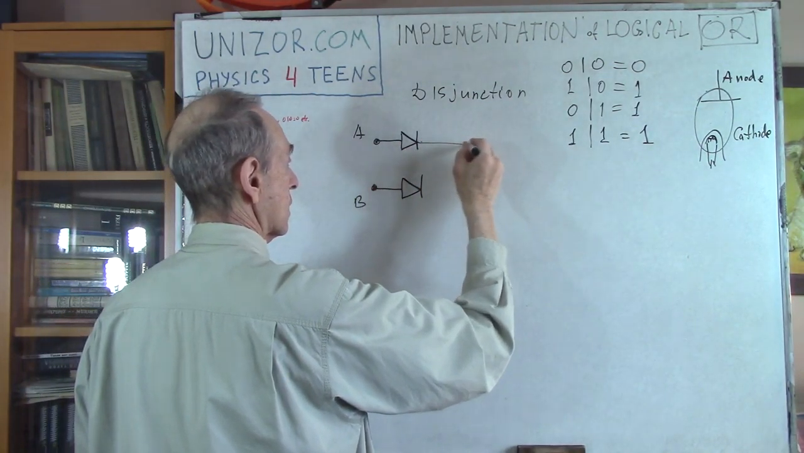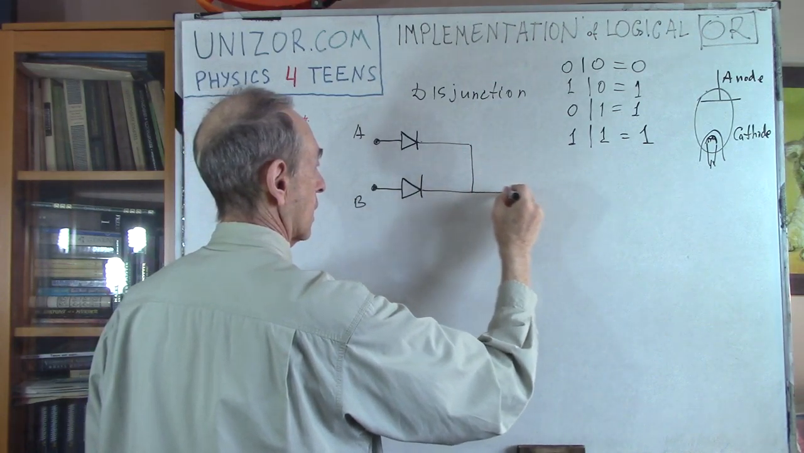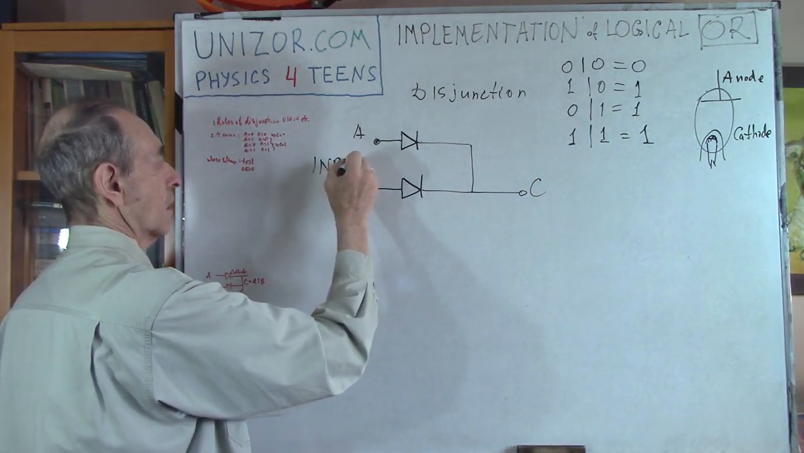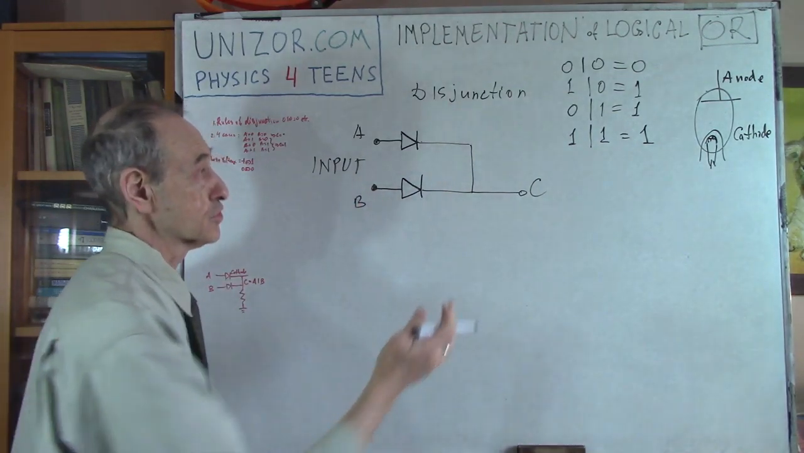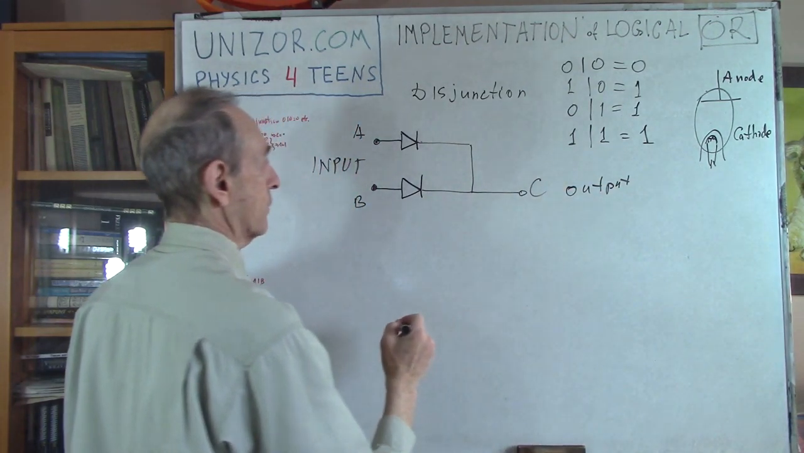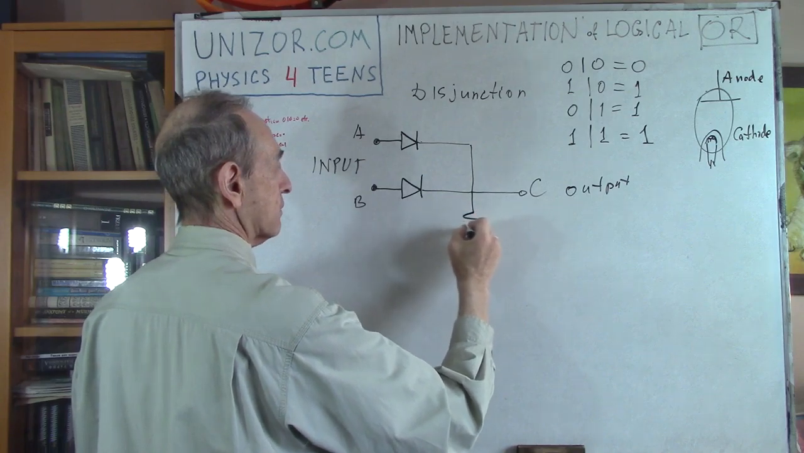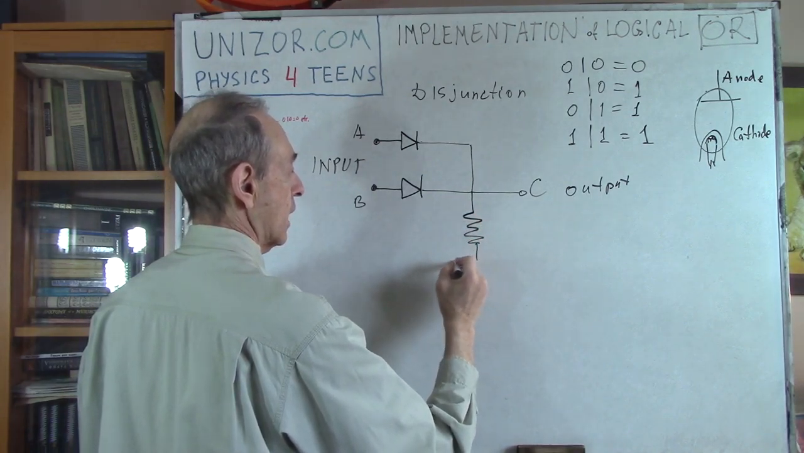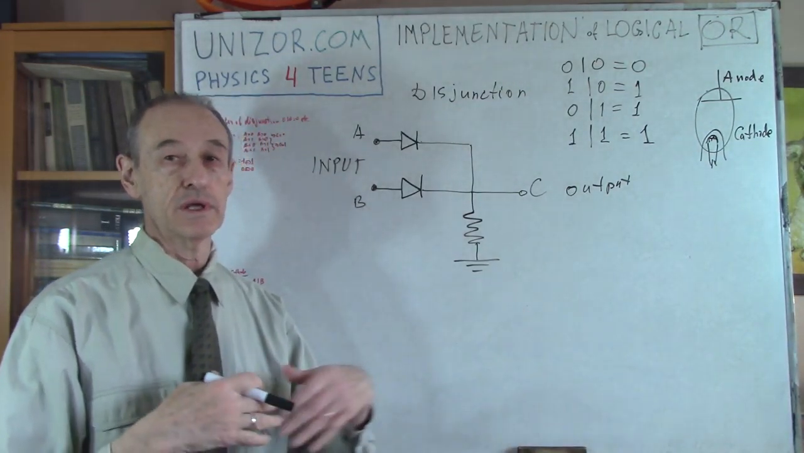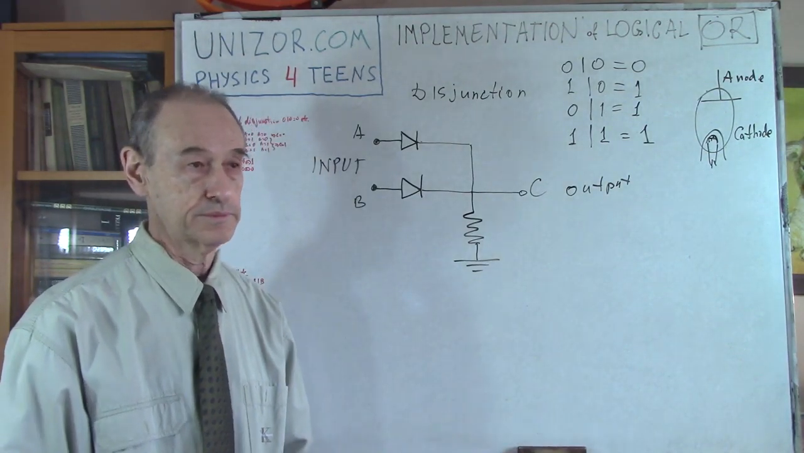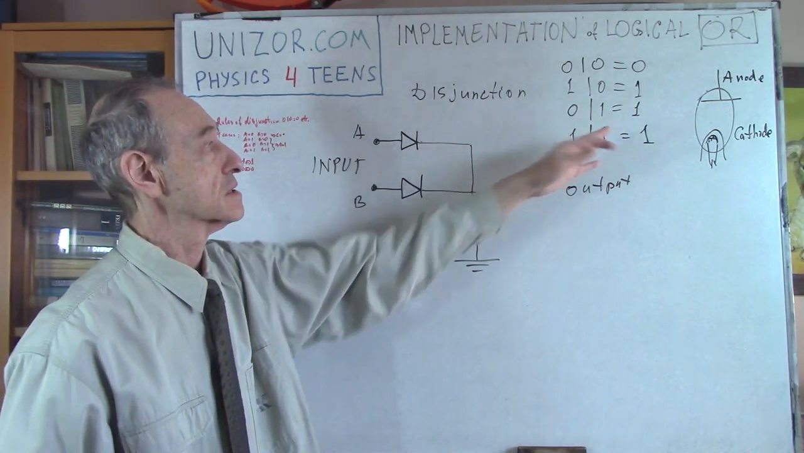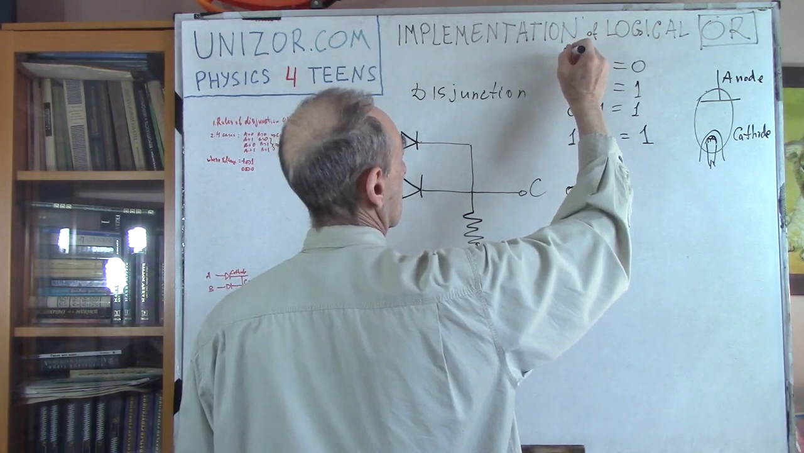Now, from this, I will have a C contact. This is my input voltages, if you wish. And this is my output. Now, what I have to do is I have to put some kind of a load, resistor, and ground. Ground is neutral, always. It's a source of infinite number of electrons whenever we want it. So let's just analyze what happens in each of these cases. So this is my A, and this is my B.